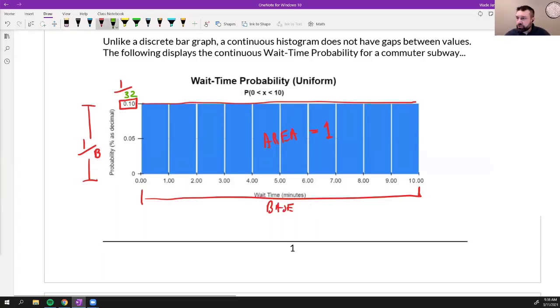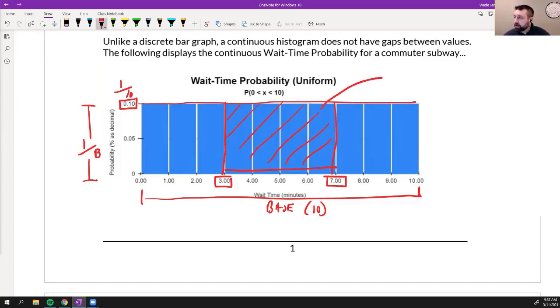So going back to our original content on this one, we said that the base was equal to 10. We said that the height was equal to 1/10. We knew that the total area was equal to 1. And then we could ask questions about the probability of specific events. For example, what is the probability that you have to wait between 3 and 7 minutes? What that means is, what is the area of the region bounded by a lower bound of 3 and an upper bound of 7. So our base changes from 10 to 4 units in this case.